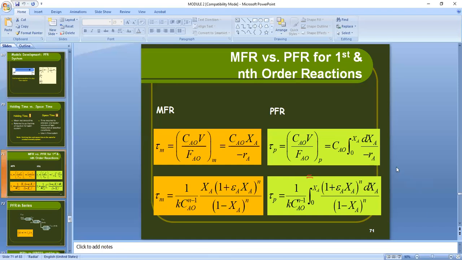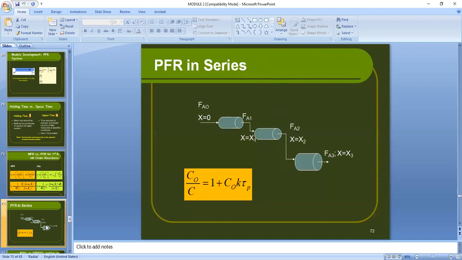Okay, for the PFR, it's quite complicated. It's actually complicated because of this integration part here. There's really a need for you to integrate in the PFR. This is the same formula for the batch. You only change the tau p here to T for the residence time or the holding time. Okay, for any nth order reaction, this is your formula for the PFR. Now, what about if you have PFRs in series?